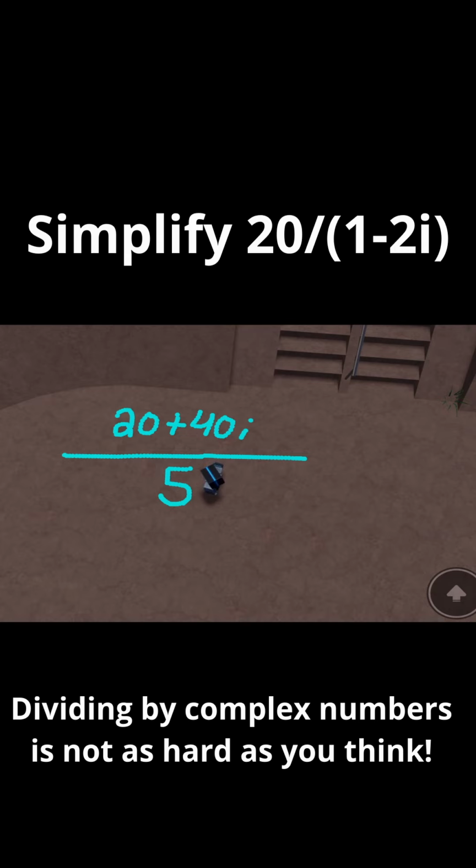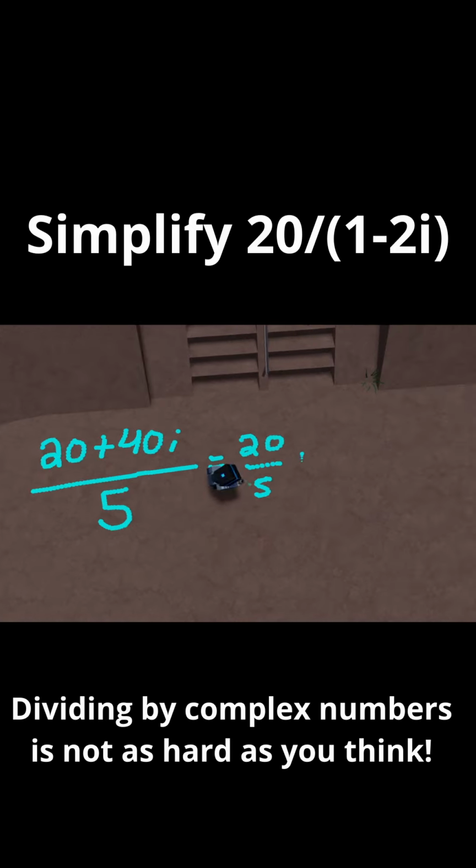Now we just need to divide. So to divide this, we'll just have 20 plus 40i divided by 5. That's equal to 20 divided by 5, plus 40i divided by 5. 20 divided by 5 is just 4. And then 40i divided by 5, well, 40 divided by 5 is just 8, so we're left with 8i. And that's it. That's how you divide complex numbers, or how you divide by complex numbers.